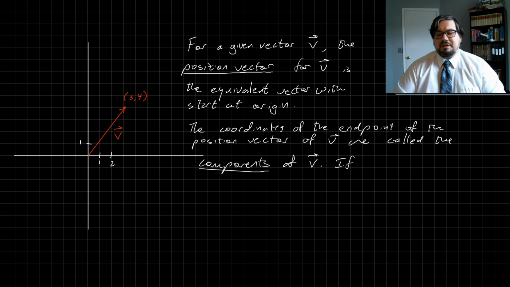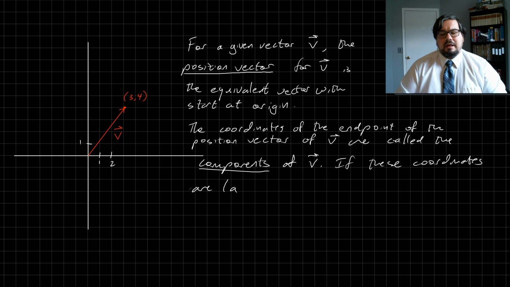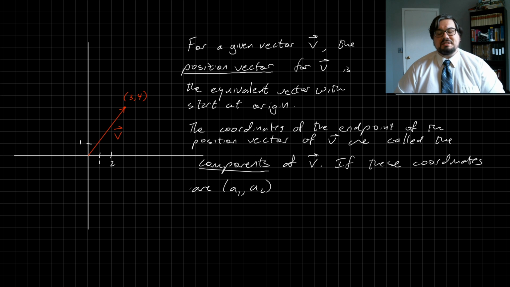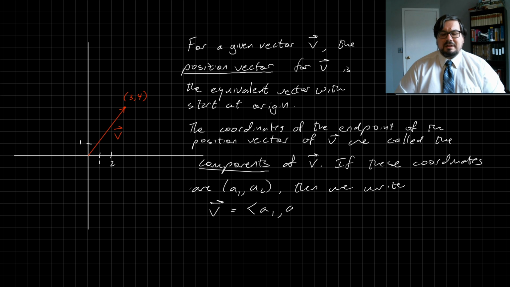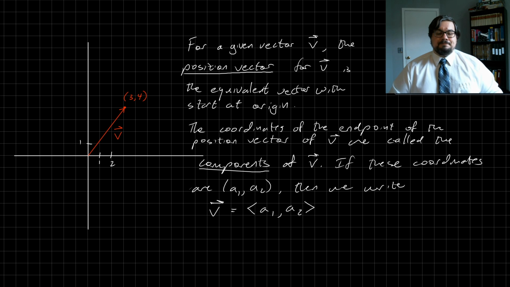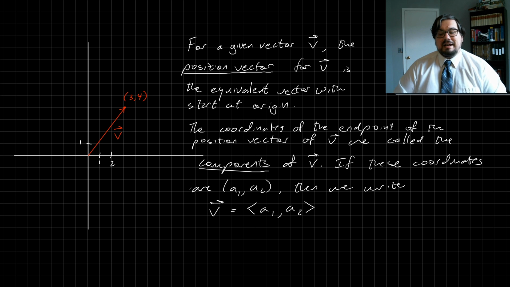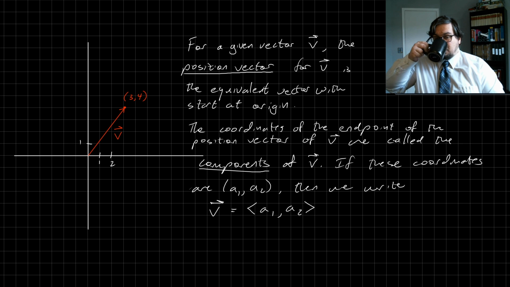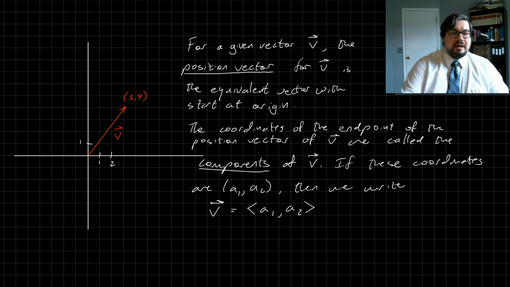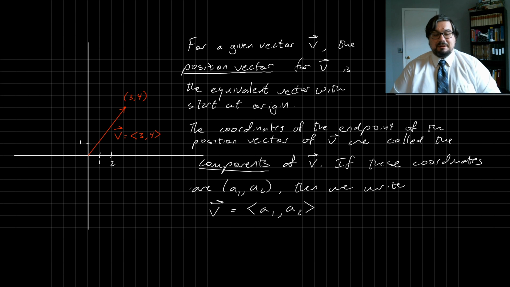And if these coordinates are a1, a2, if that's the coordinates of the endpoint of this vector, then we write that v is equal to the vector with components a1, a2. Notice that in this notation we're using angle brackets on either side of the coordinates a1, a2. So in our example up here, we would write that this vector v is the vector 3, 4.